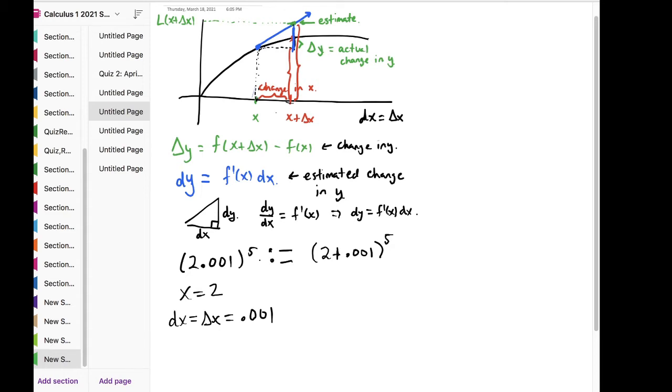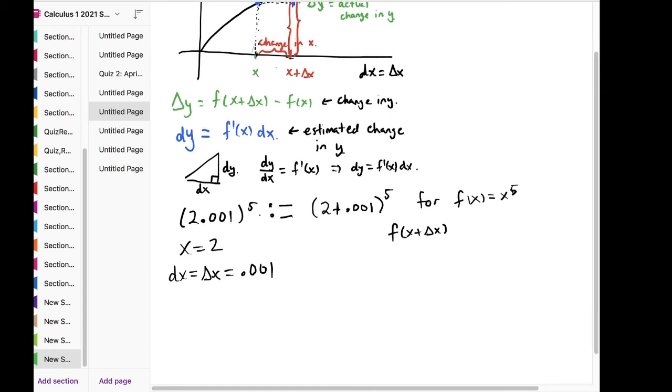So for f of x equals x to the fifth, this answer is f of x plus delta x. Exactly that, f of x plus delta x. Do you see that? So just plugging in these values. So this is the x, this is the plus delta x, and this is being plugged into the fifth power function.